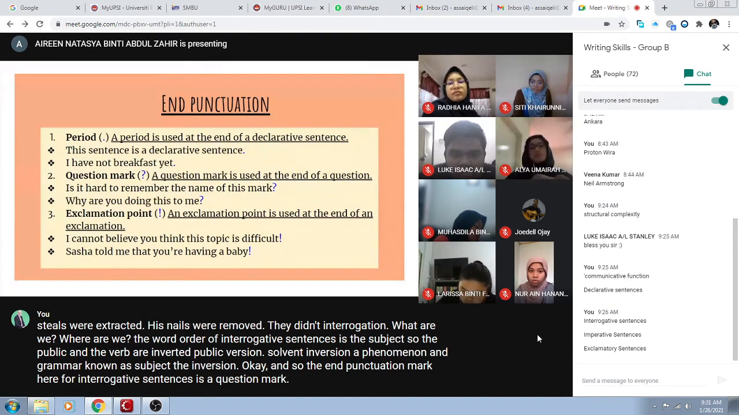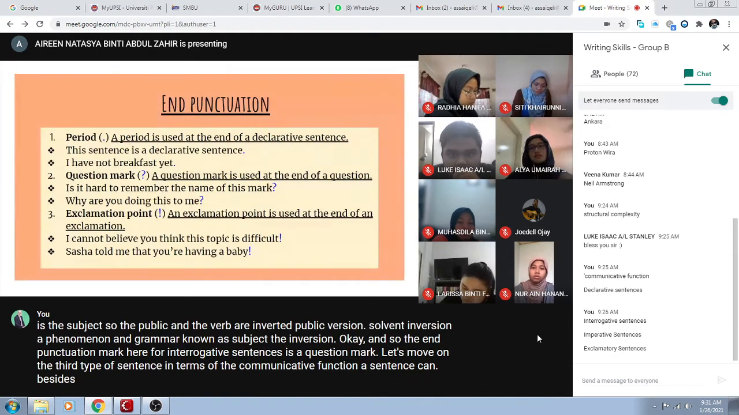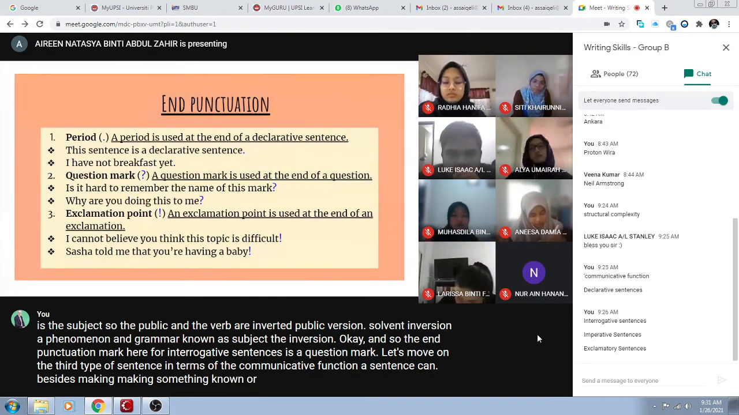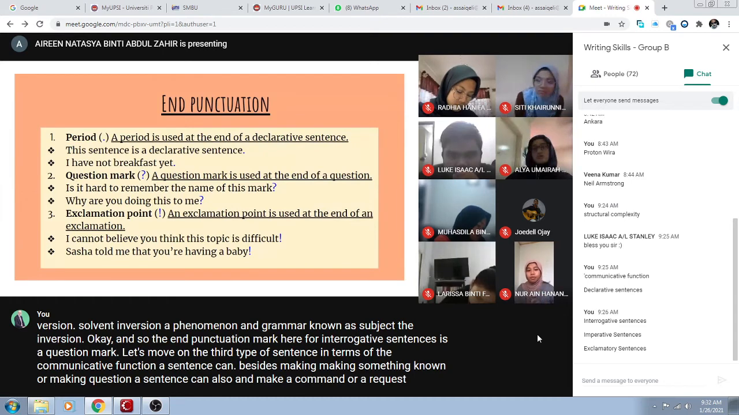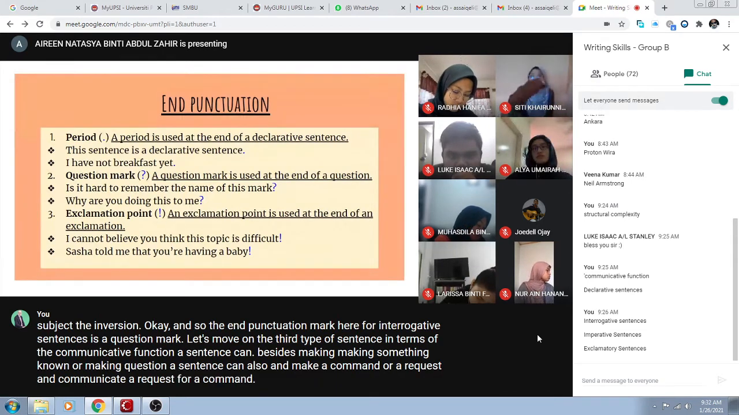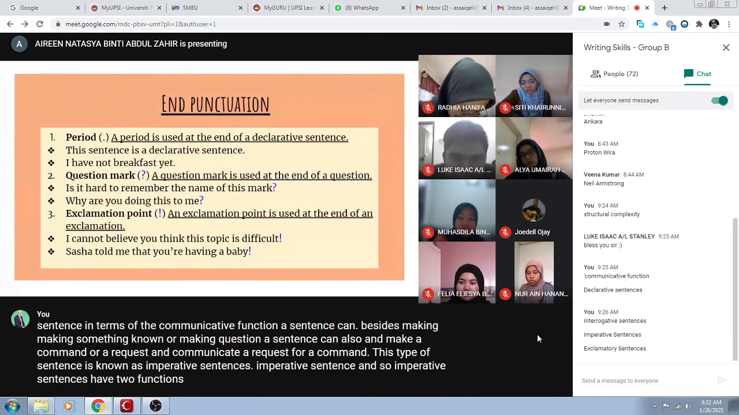Let's move on to the third type of sentence in terms of the communicative function. Besides making something known or making a question, a sentence can also communicate a request or a command. This type of sentence is known as imperative sentences. And so imperative sentences have two functions: making requests and making commands.